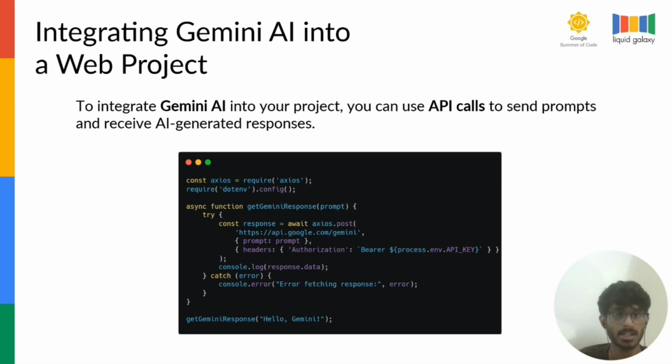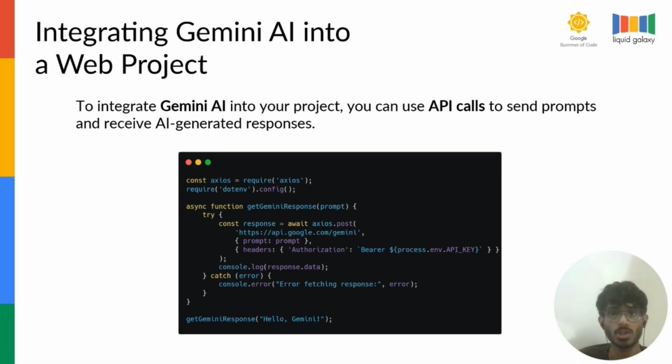So step three, processing and response generation. Gemini AI processes the request, applies its multimodal AI capabilities, and returns a structured response. This response can be in the form of AI-generated text, image analysis results, or structured data for further use in web applications. So step four, displaying the AI response in the web app.